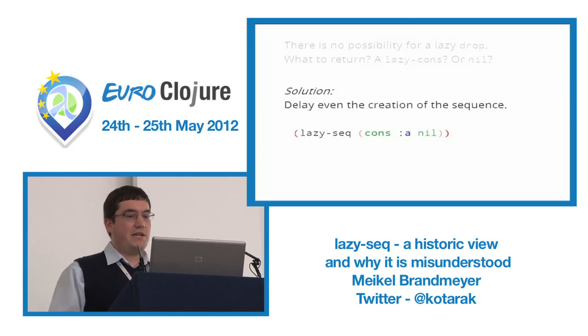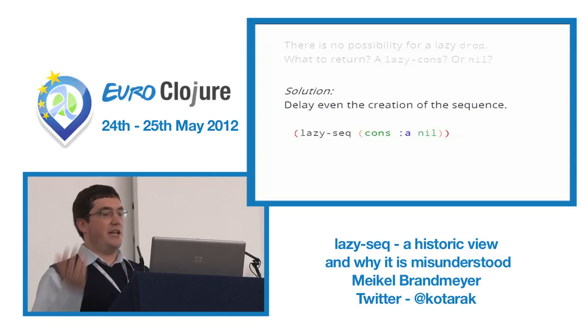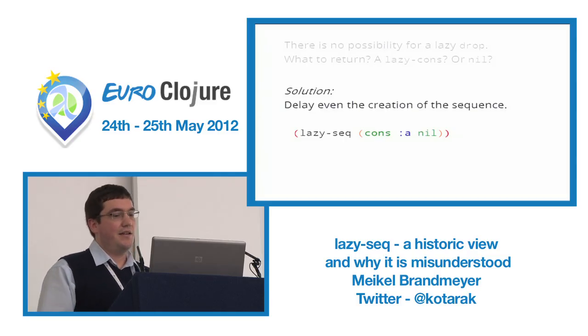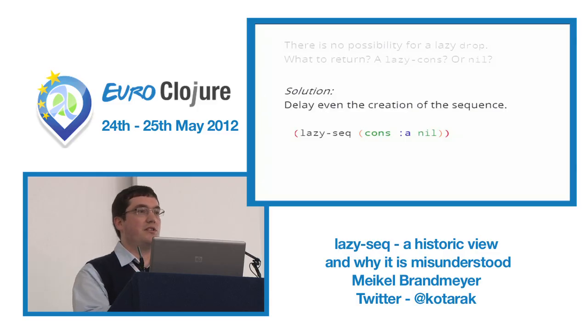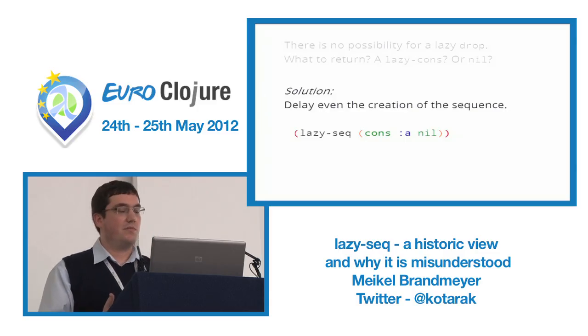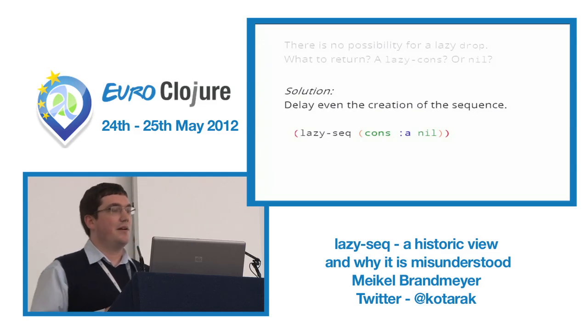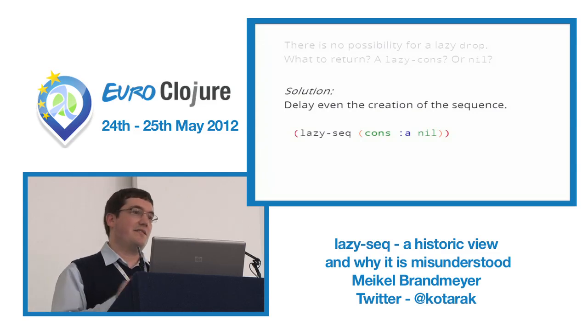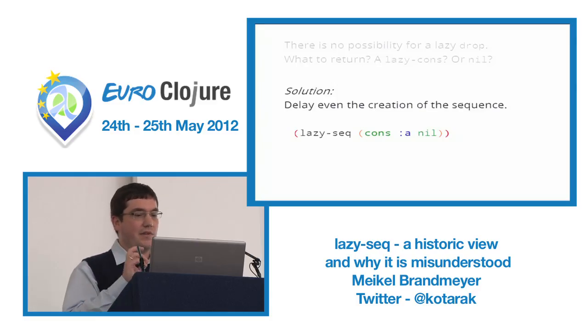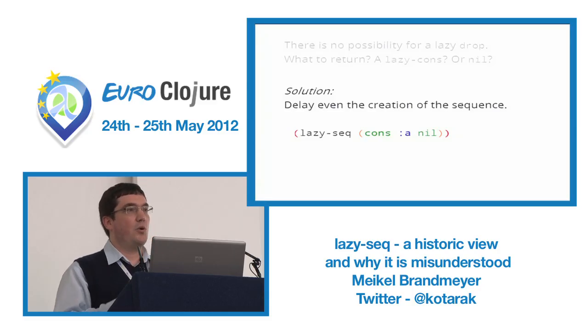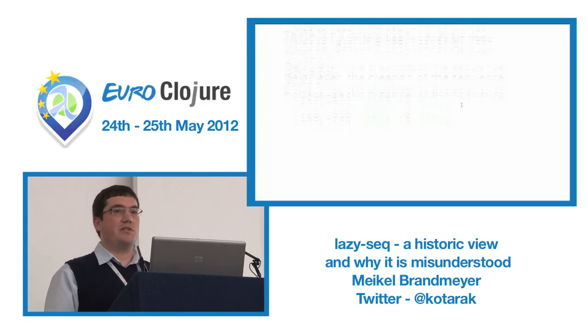So the solution to that was we delay even the creation of the sequence. And as you might, this is maybe something you already know. It's what we now know as the lazy-seq macro, and it basically takes a body which will produce a sequence. And again, there is some implicit seek in there that you can also provide a seekable, like a vector, as a body. And this will really only be created when you want the sequence, when you really realize the sequence.